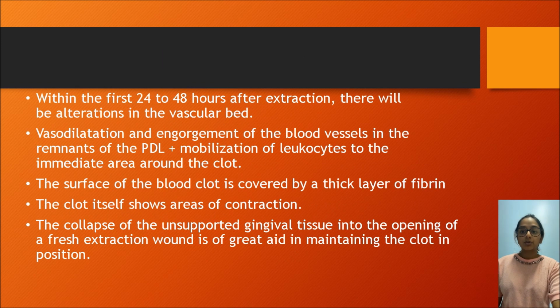Within the first 24 to 48 hours after extraction, there will be alterations in the vascular bed: vasodilation and engorgement of the blood vessels in the remnants of the periodontal ligament, and there will be mobilization of leukocytes to the immediate area around the clot. The surface of the blood clot is covered by a thick layer of fibrin. The clot itself shows areas of contraction. The collapse of the unsupported gingival tissue into the opening of a fresh extraction wound is of great aid in maintaining the clot in position.